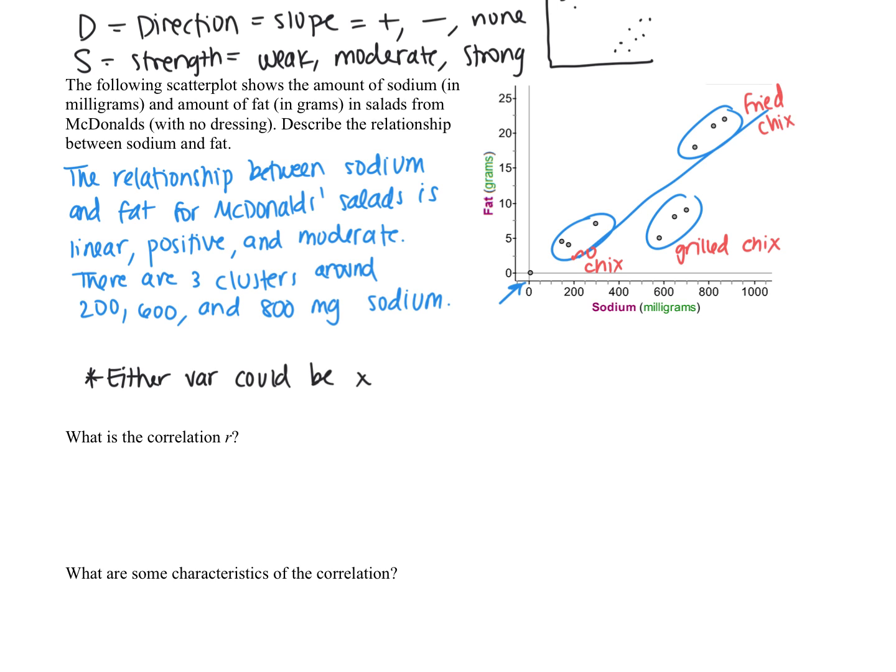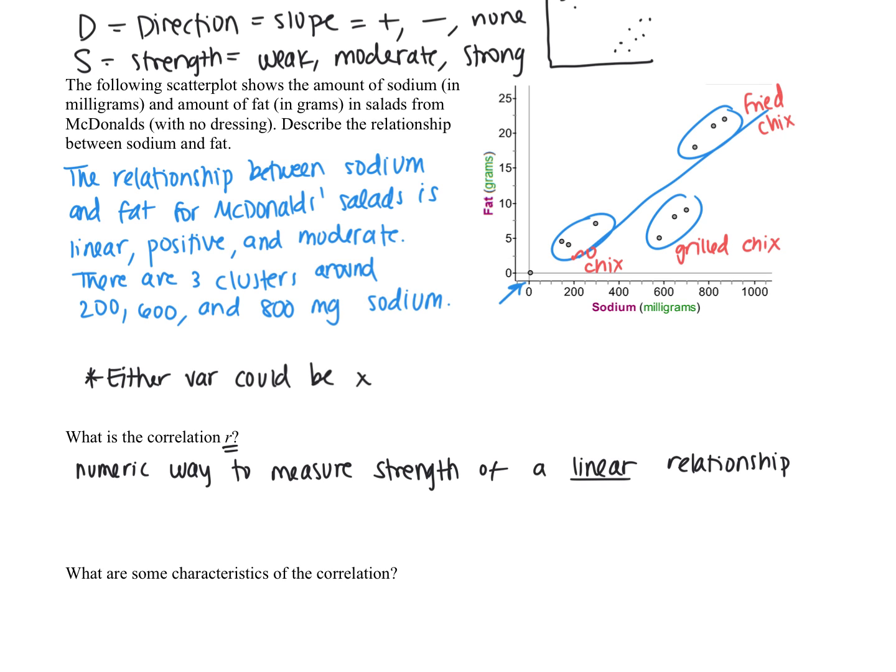Second thing we're going to talk about today is what we call correlation. The symbol for correlation is R. Correlation is a numeric way to measure the strength of a linear relationship. Only linear. You can calculate R for a curved relationship, but it doesn't give us any information. R only gives us the measurement for a linear relationship.